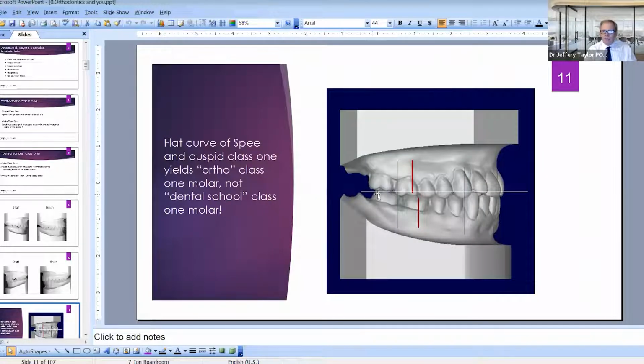And if you have a flat curve of Spee, then you end up with class 1 cuspid and a molar classification that looks like a slight class 3. That's what you would think. But in reality, that is the true molar position. And the red lines indicate the dental school class 1.